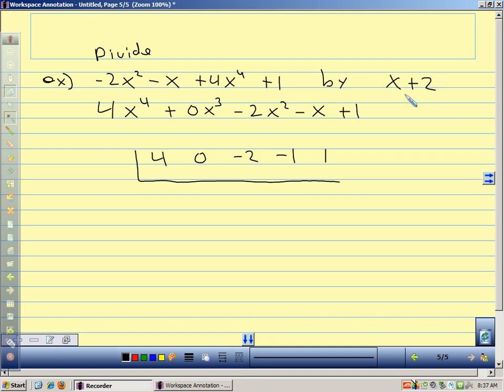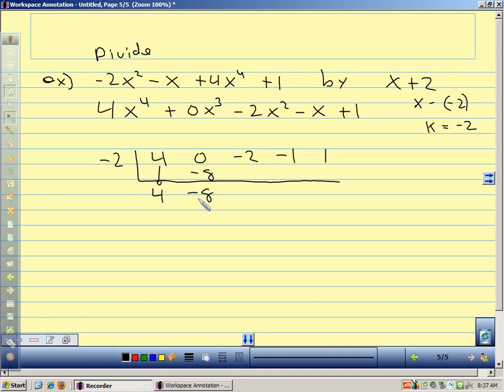And here I can rewrite this as x minus -2. So k is -2. I'm going to put a -2 out here. My first step, bring the 4 down. -2 times 4 is -8. Add these. 0 plus -8 is -8.